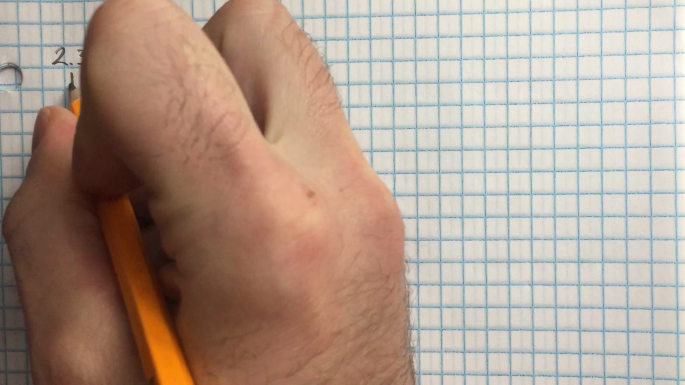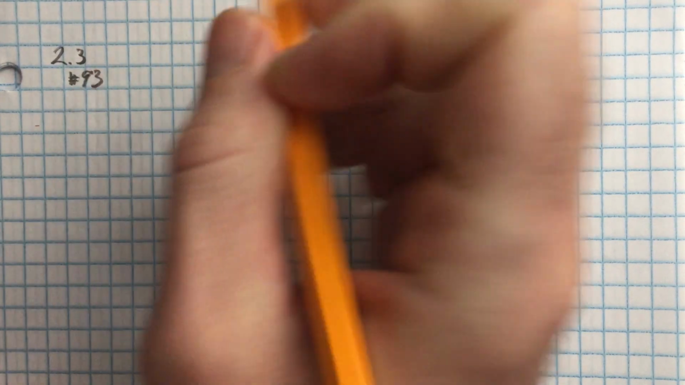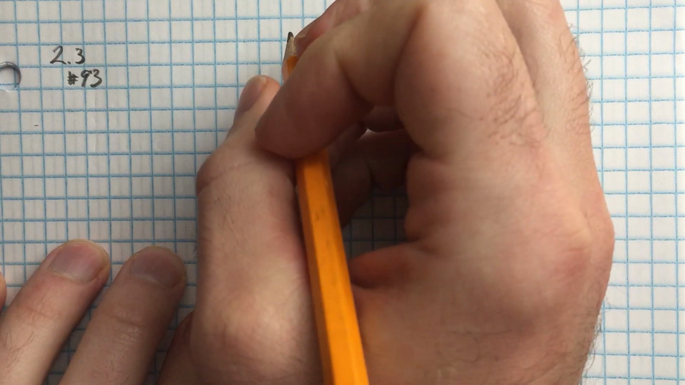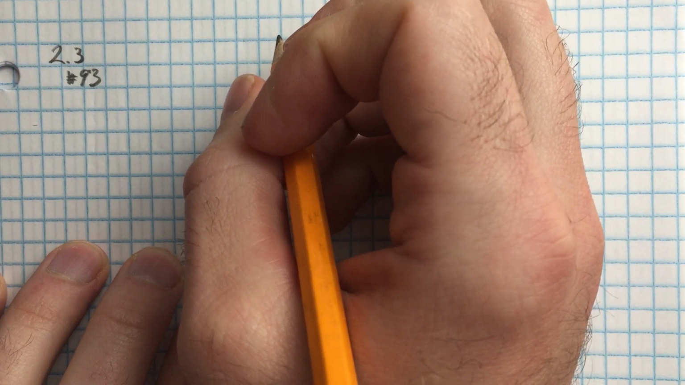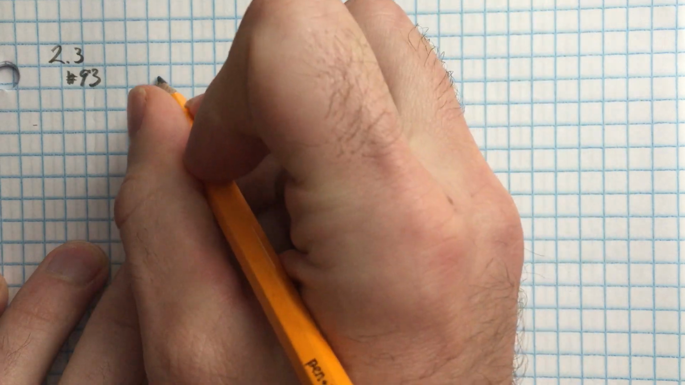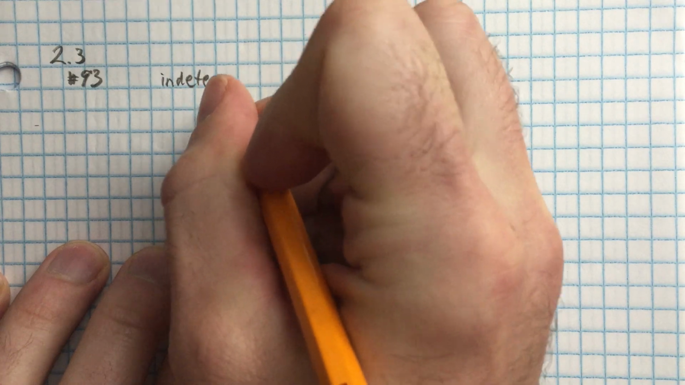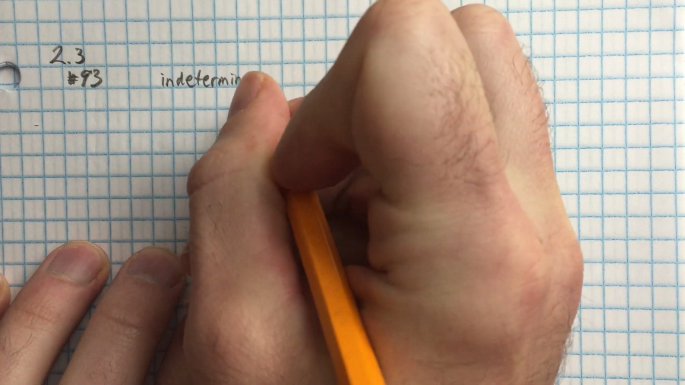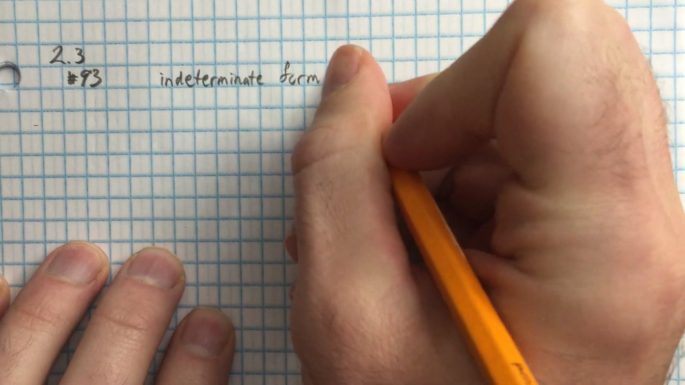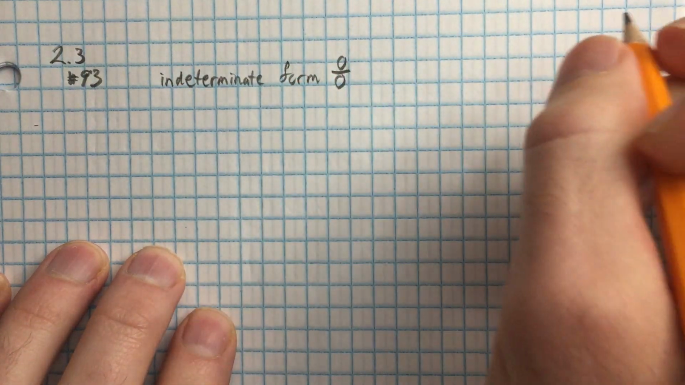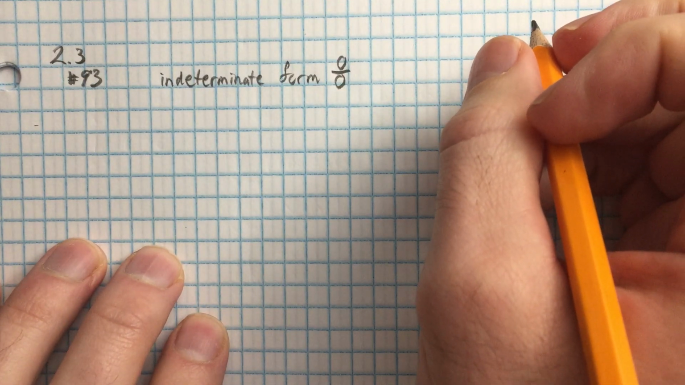2.3, number 93. All right. It says, use direct substitution to show that each limit leads to the indeterminate form 0 over 0. And then evaluate the limit. What is this indeterminate form?